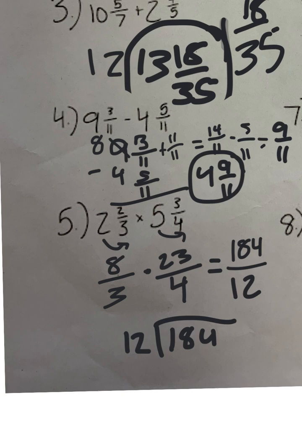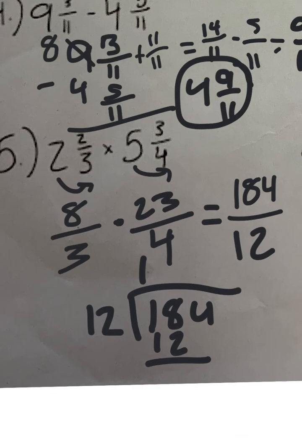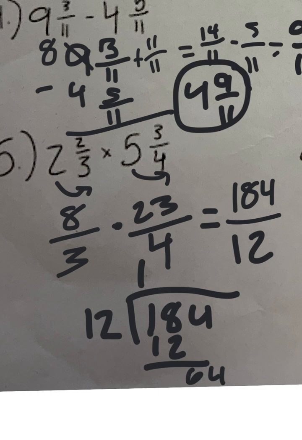So 12 goes into 184... 12 goes into 18 once. So 18, 6, 64.